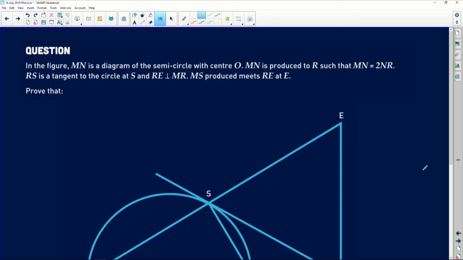Okay, lovely question. It's full of a whole bunch of different ratios and similar triangles. It's also going to get a little confusing, so I'm here to help you. Let's take a look. It says, in the figure, MN is a diagram.